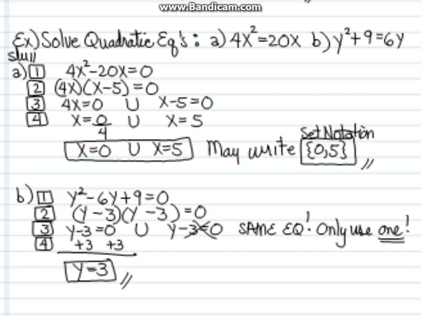So I'll review the steps one more time. When you're solving a quadratic, or in other words, a second degree equation by factoring, you get everything on one side, the other side 0. Factor the non-zero side, set each of the factors equal to 0, and solve the little equations.